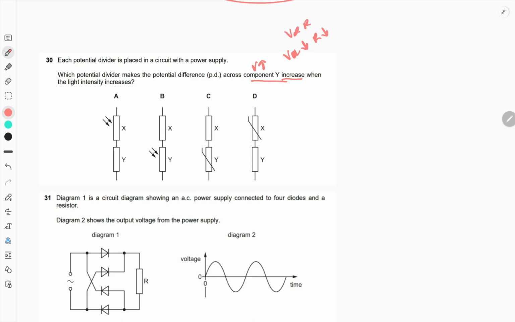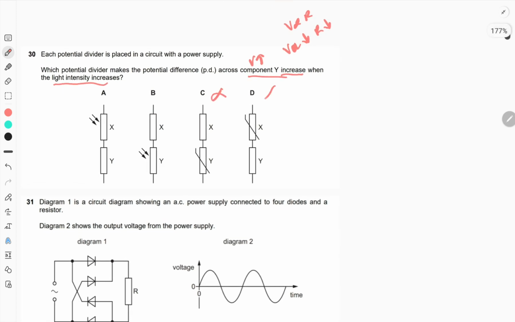Which means voltage at X should be less, which means resistance of X should be less basically, because voltage is proportional to resistance. When the light intensity increases, so I know I am varying light intensity. So if you look at the options, you can straight away eliminate C and D, because you have thermistors over here, they depend on temperature, which means my answer for sure is either A or B. So if I look at A, I know my voltage at X should decrease, which means resistance of X should be less.